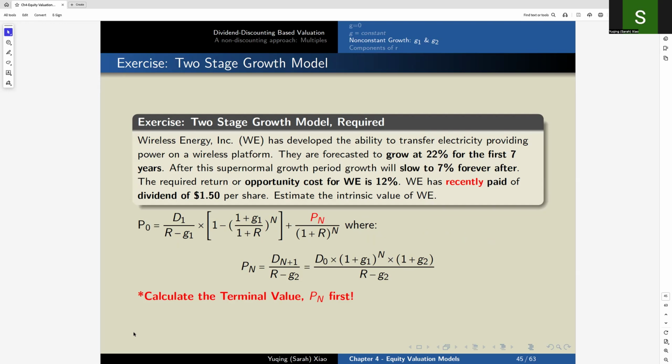Let's apply the principle with a real exercise. Suppose a wireless energy company has just paid a dividend of $1.5 per share. For the first 7 years, dividends are expected to grow very rapidly at 22% per year. After that, growth slows to 7% per year forever. The required return is 12%. Our job is to find the intrinsic value of this stock today. So we will first need to project dividends.